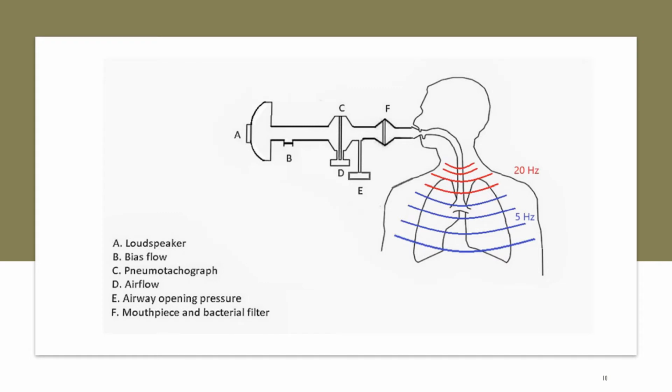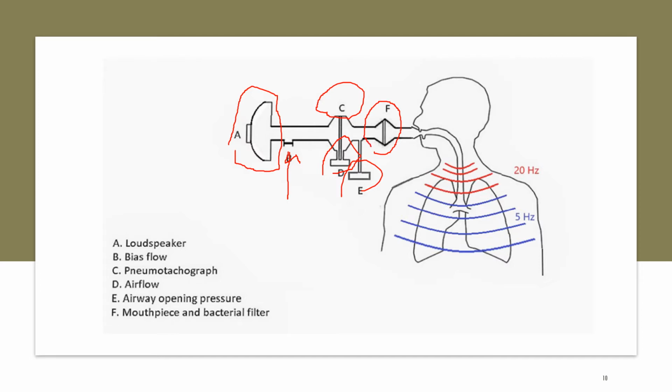This is a simplistic representation of the process. As you can see, we have a couple of different parts. For example, this part right here, A, is the loudspeaker. B is the bias flow, because you always introduce some bias flow into the system. C is a pneumotac, so this is your pneumotac right up here. D is your airflow. Then E is your airway opening pressure, and finally F is the mouthpiece with the bacterial filter.